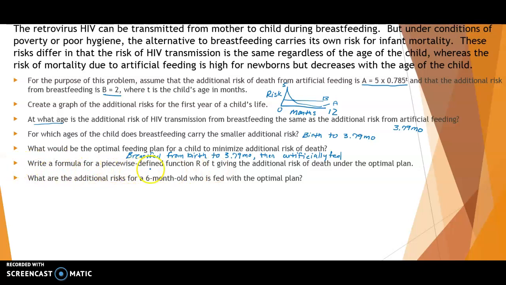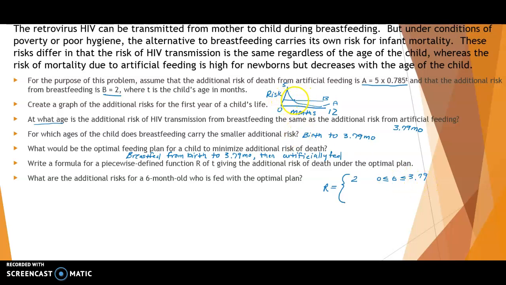So now we are to write a piecewise defined function that models this optimal plan. So to write a piecewise defined function, we start out with r, the risk, and we put our equal sign, and then we put a brace here. And so there are two different formulas in here because there are two different formulas as part of this problem. So the risk that is optimal at the beginning of the child's life here is constant at 2. And that is what we are supposed to use from birth, so from 0 up until 3.79 months. So that means our t, our time values, which were in months, go from 0 up to 3.79.